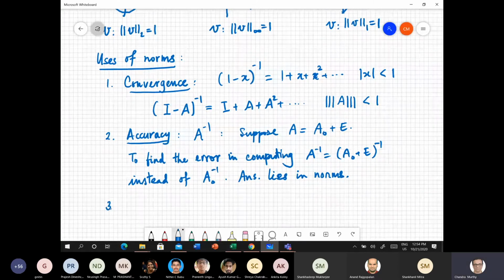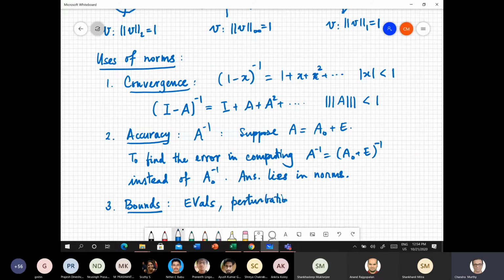And the third use is in bounding eigenvalues or perturbations of eigenvalues. So if you perturb a matrix by adding a small error matrix to it, how much will the eigenvalues get perturbed? And all of these, the answers lie in norms. So this is also something that we are going to see later in the course.